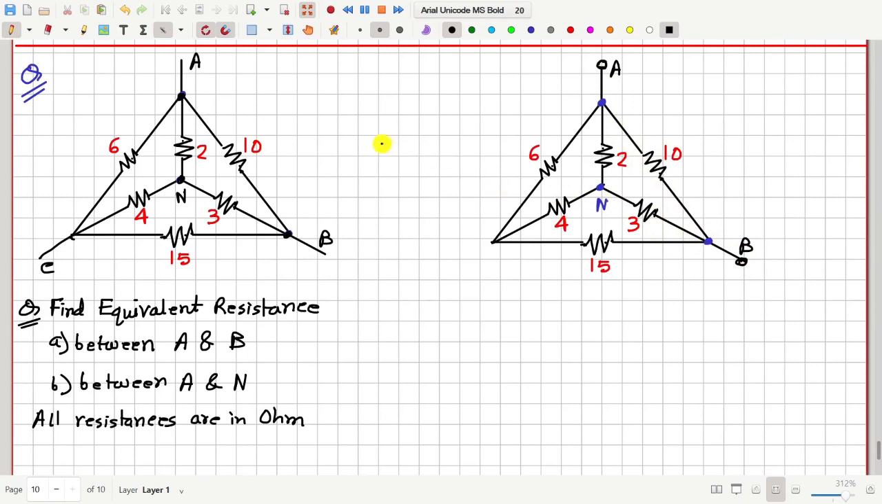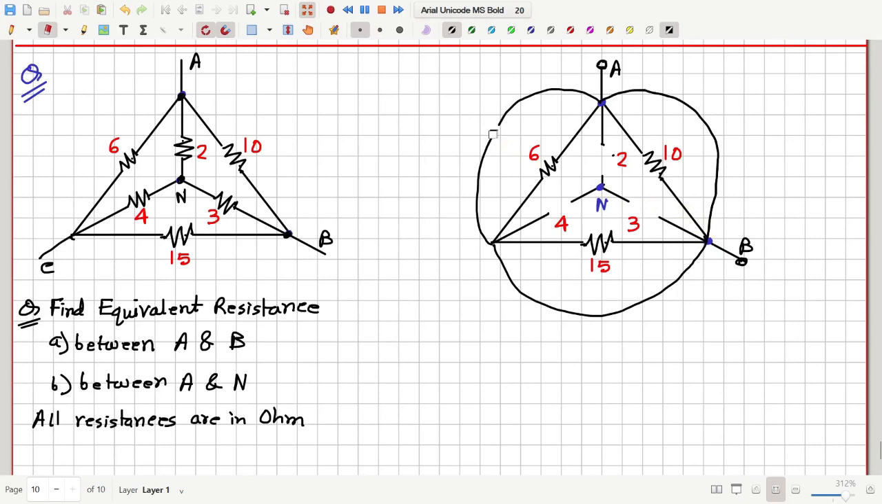To solve this, we will first consider these star connected resistors inside, and we will convert them into the equivalent delta. So let me remove these three resistors, and then we will connect an equivalent delta. The delta portion I will draw here outside. This is one arm of the delta, this is another arm of the delta, and this is the third arm of the delta. There will be resistances here, here, and here.